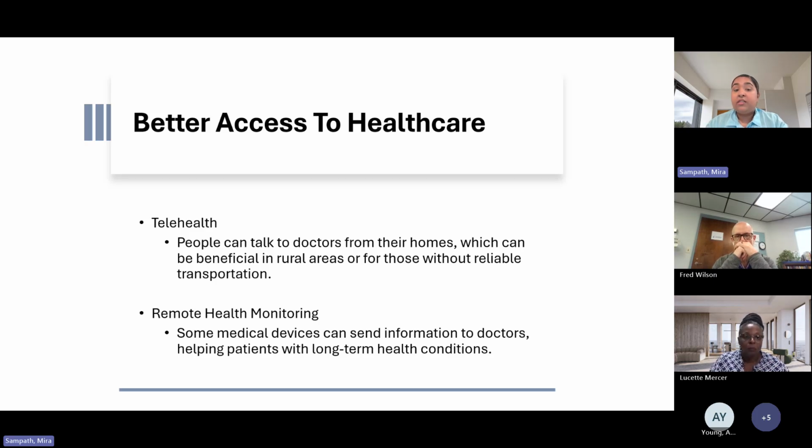So again, these technologies can be really impactful, but we're doing ourselves a disservice, I think, if we talk about the technologies, but we don't talk about the underlying issues that might exist to access those technologies.